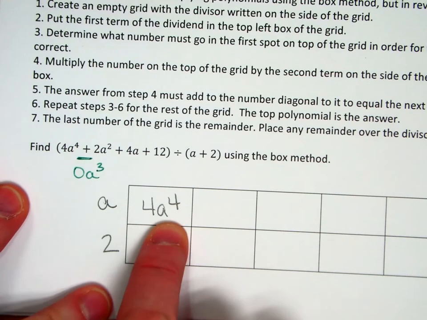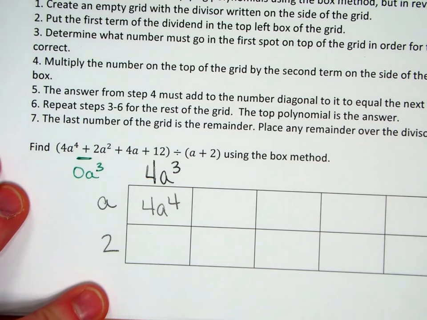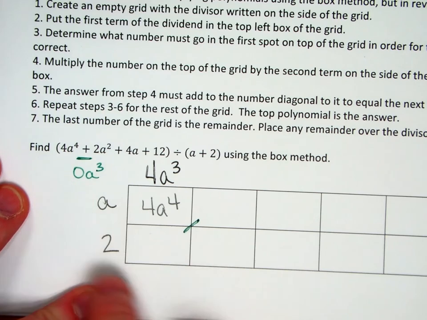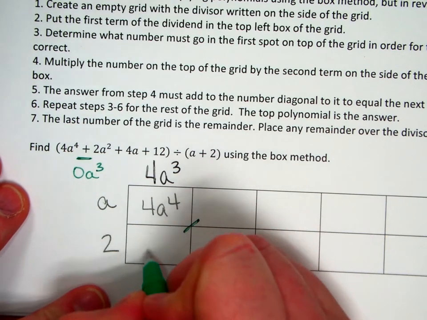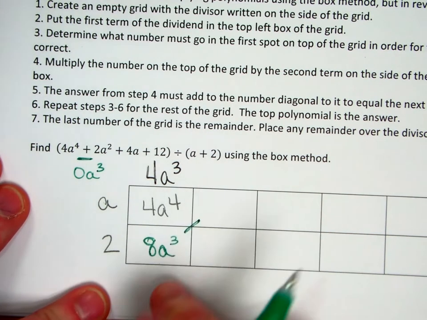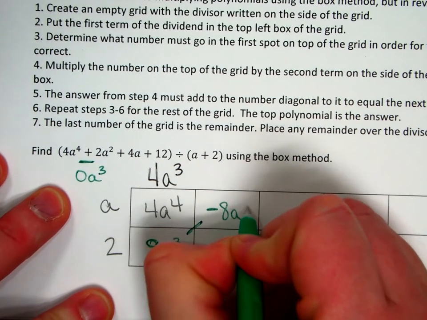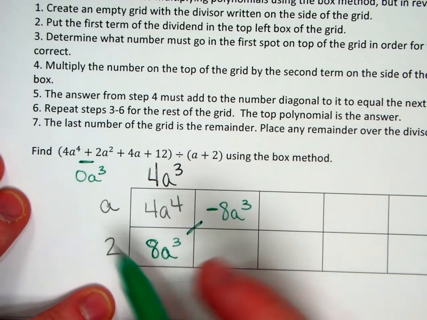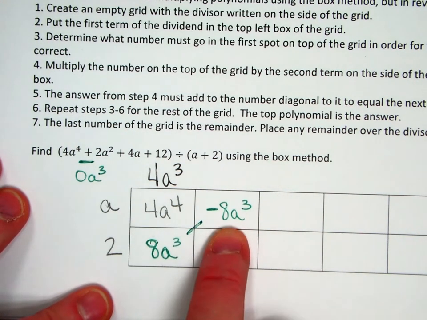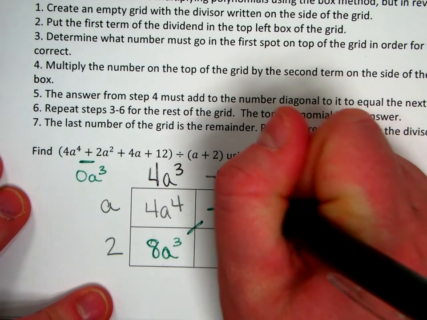So what times a gets me 4a to the fourth? 4a cubed. Okay? So this box here is going to be my green box. This diagonal must add to be 0. 4 times 2 is 8, a cubed. So what plus 8a cubed must get me 0? A negative 8a cubed. So if I add these two terms together, they would get 0a cubed. So what times a gets me negative 8a cubed? Negative 8a squared.